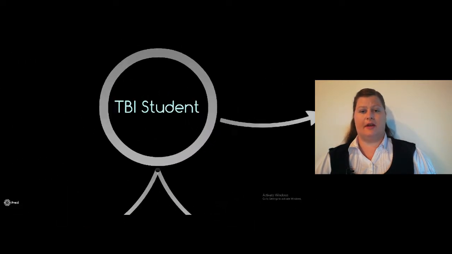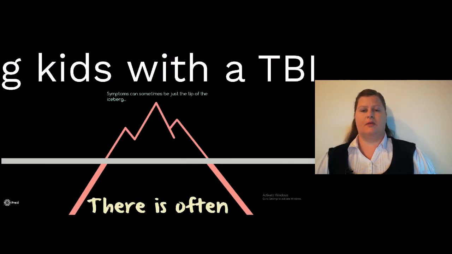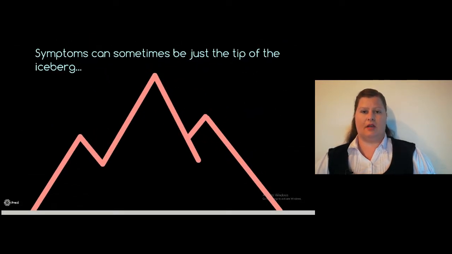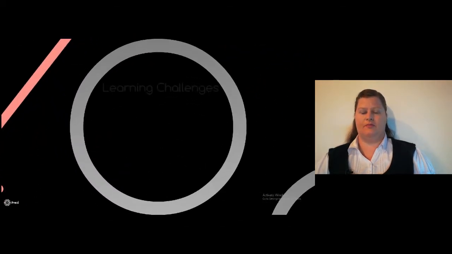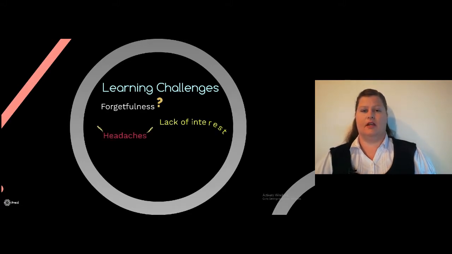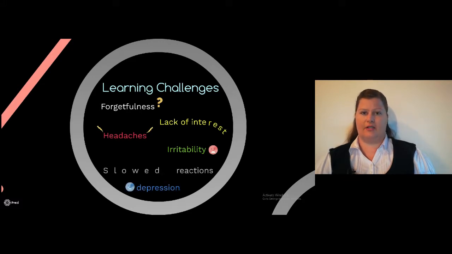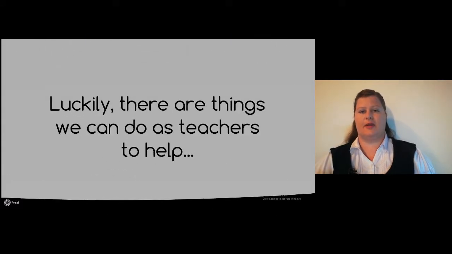First, let's look at the TBI student. Teaching kids with a TBI can be hard. Sometimes symptoms can be just the tip of the iceberg, are hard to spot, or you can be unaware of what's gone on to lead to this point. Always, there's a backstory. Some learning challenges in the classroom can include forgetfulness, lack of interest, headaches, irritability, slowed reactions, and depression. These challenges can make learning with a TBI difficult, but luckily as teachers, there's ways we can help.